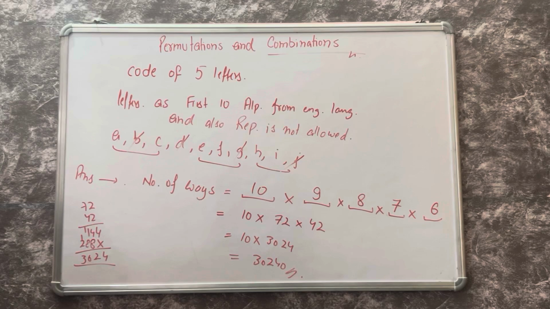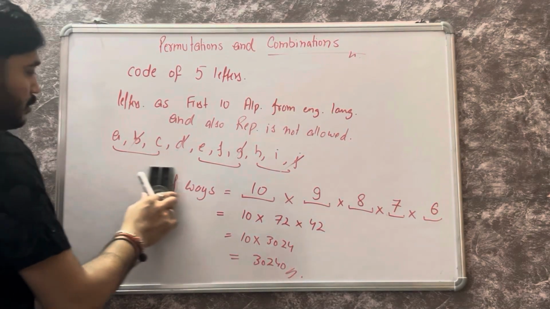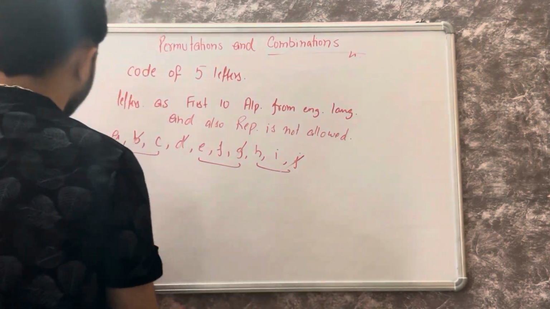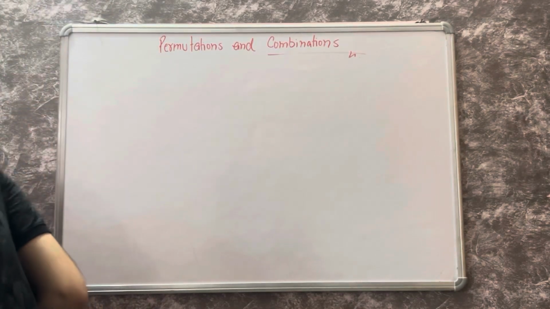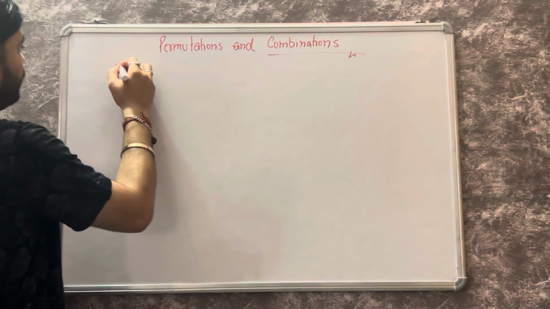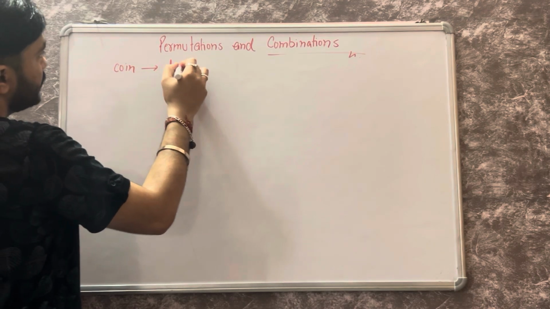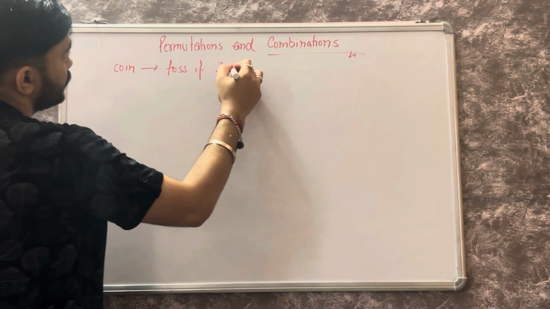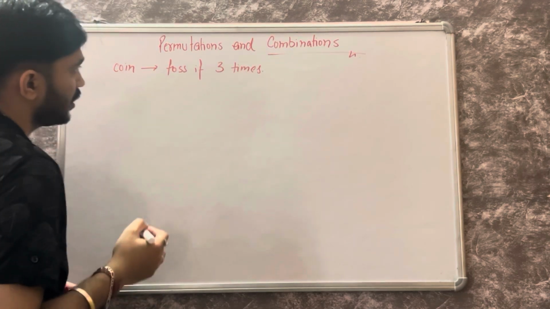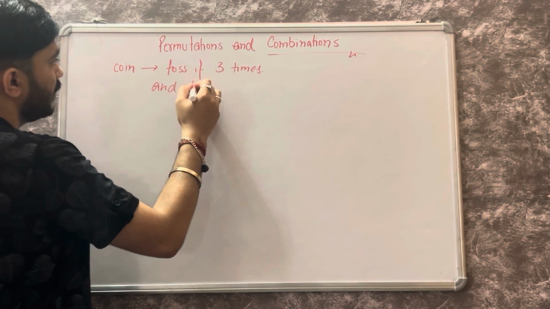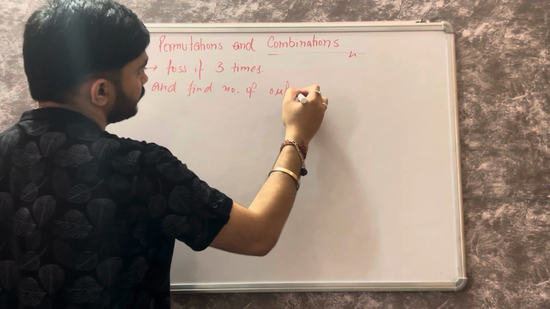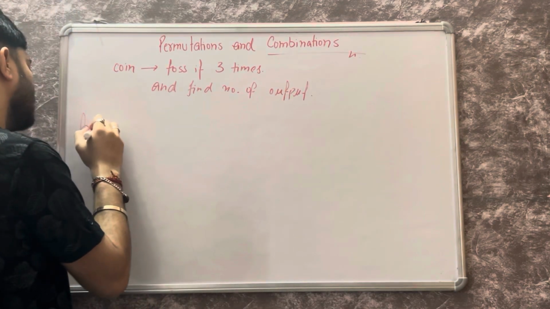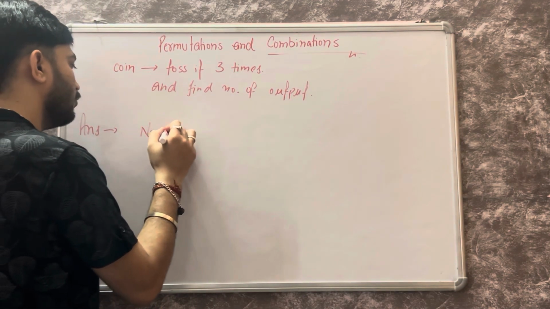Now let us move forward and say, what if someone has given you a coin to toss 3 times and you have to find the number of possibilities that it will have. That is, you have a coin, toss it 3 times, and find the number of outputs. How are you going to solve this? The answer of this question is going to be number of ways.